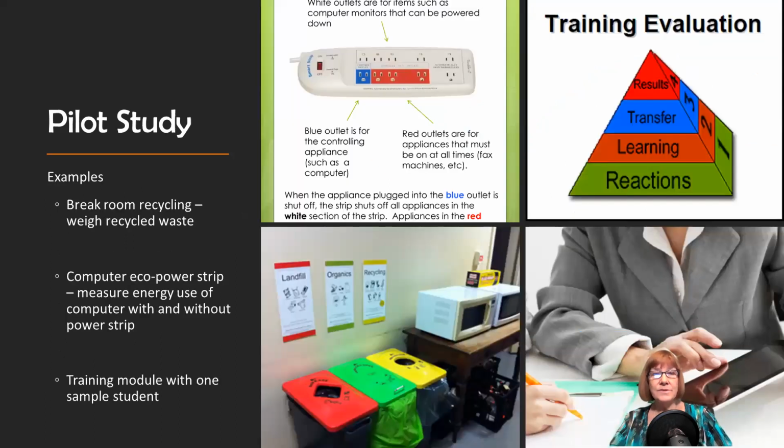Here are some examples. You might work on break room recycling, and then you weigh the recycled waste versus the rest of the waste. Or you might do a computer eco power strip and measure the energy use of the computer with and without the power strip. And then remember, you have to scale up to how much it's going to save over the course of the year, just like you did earlier when you were doing your recommendations to begin with. But now you're basing it on real data.